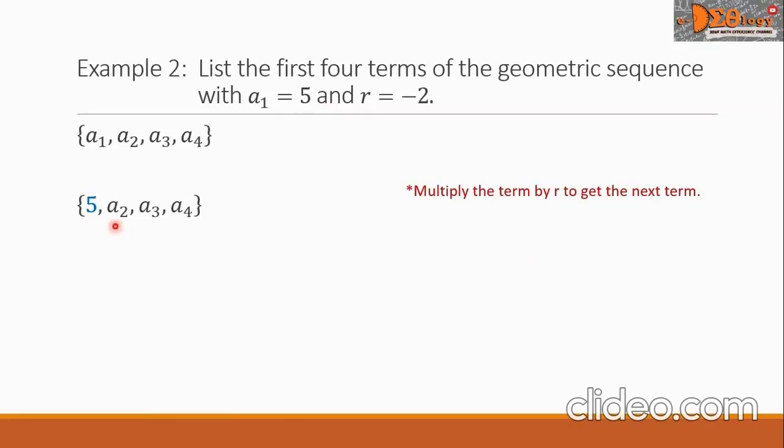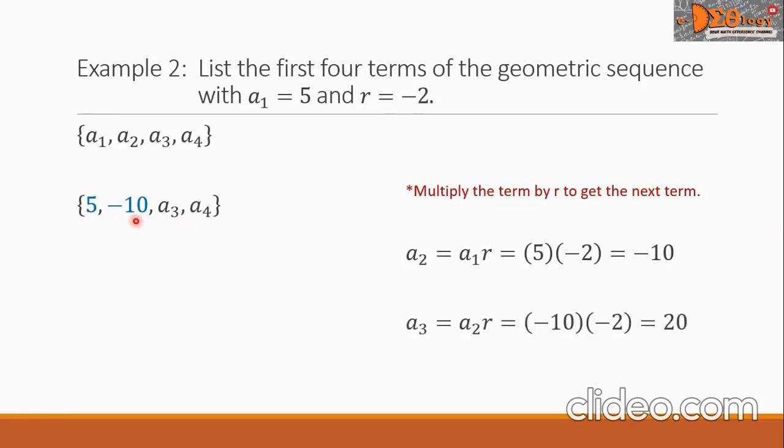It means to say, the a sub 2 is equal to this number 5. The first term is multiplied to the common ratio negative 2. So that is 5 times negative 2 is negative 10. This value we will substitute in a sub 2. Now let us find a sub 3. Simply we will multiply this negative 10 to the negative 2, and that is positive 20. Let us substitute the value 20 for a sub 3.